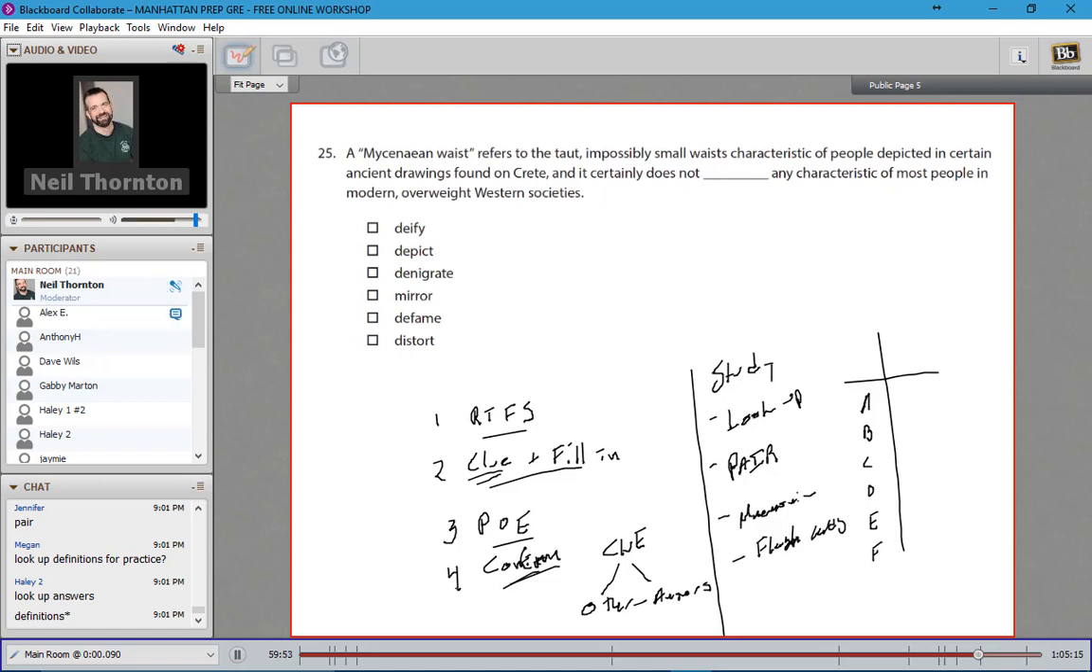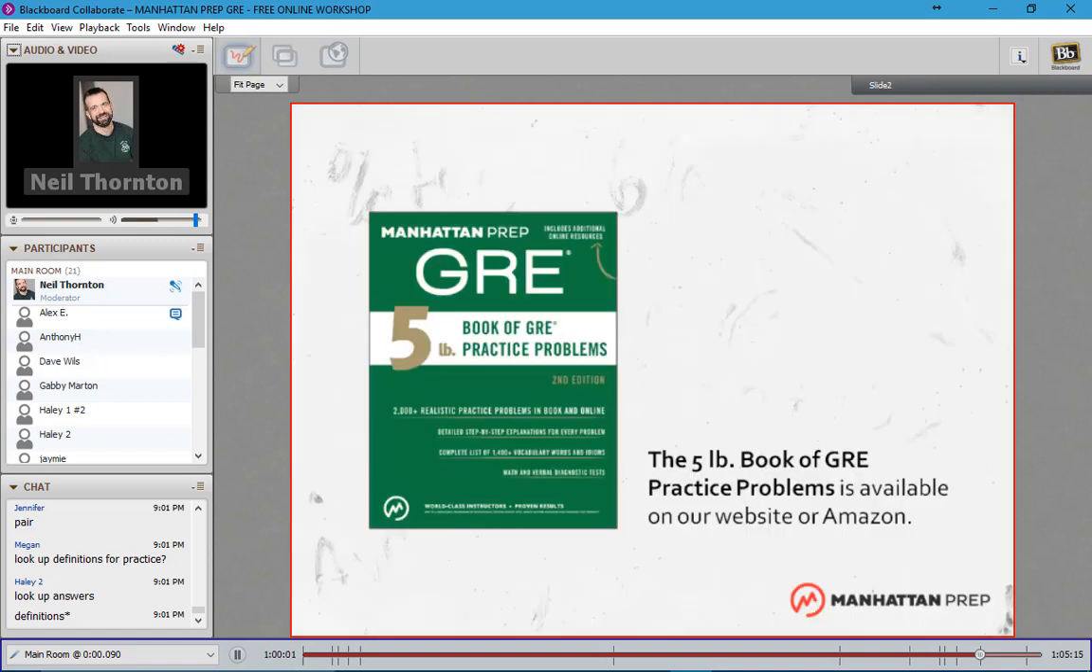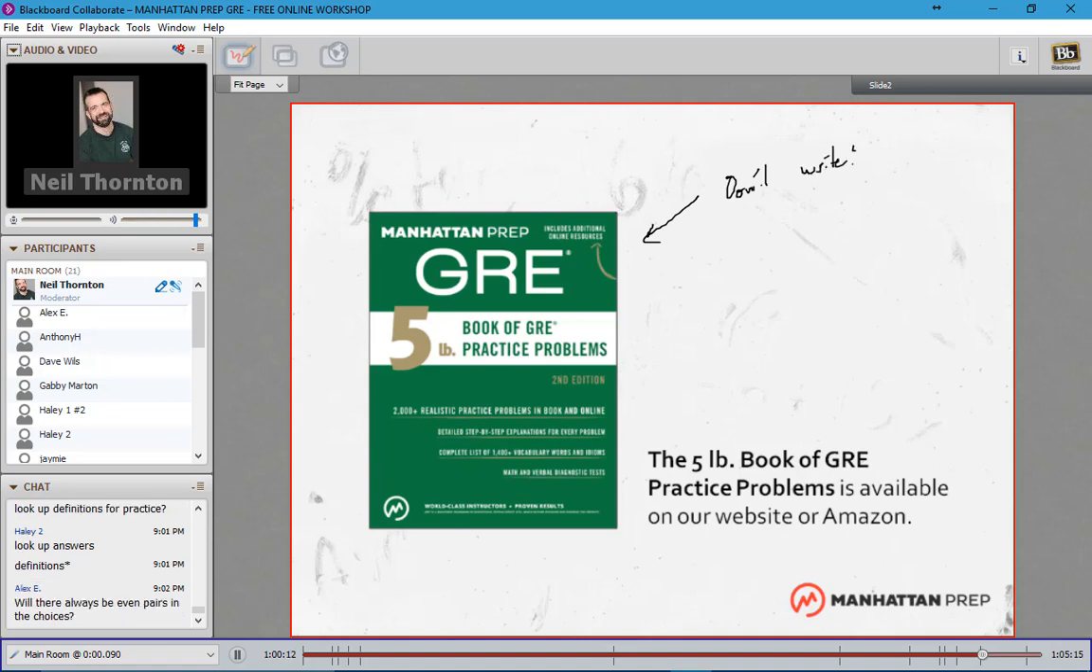So one of the things I would also give you as a recommendation here is whatever you do out of the 5-pound book or out of the official guide, whatever you do, 5-pound book, official guide, etc., what I would recommend is don't write in this, really.